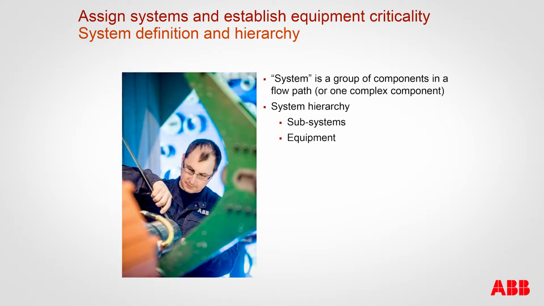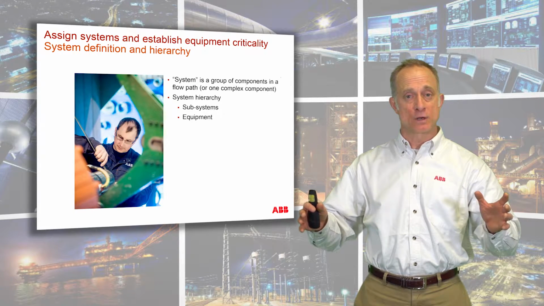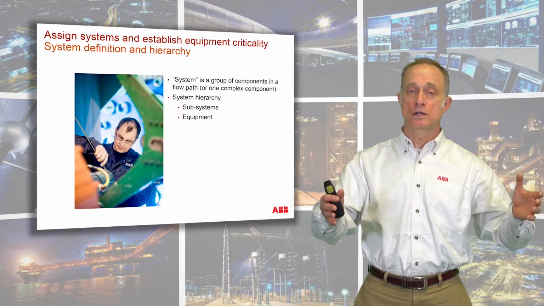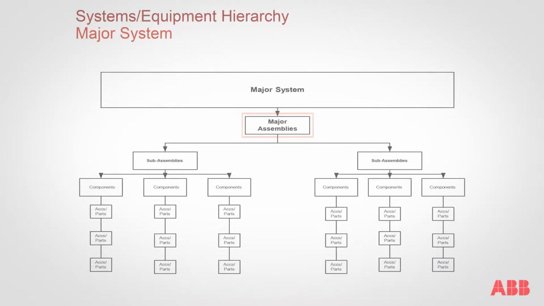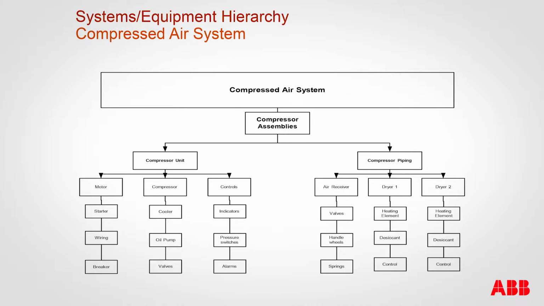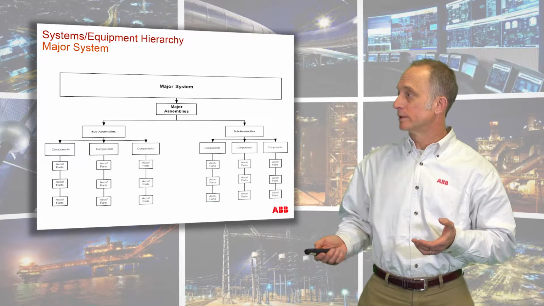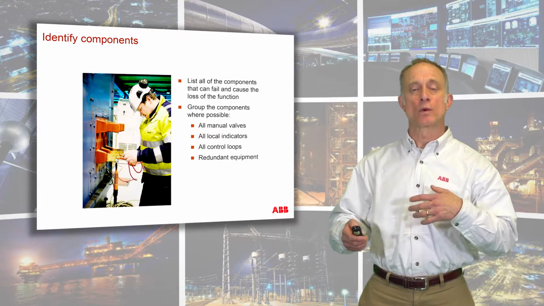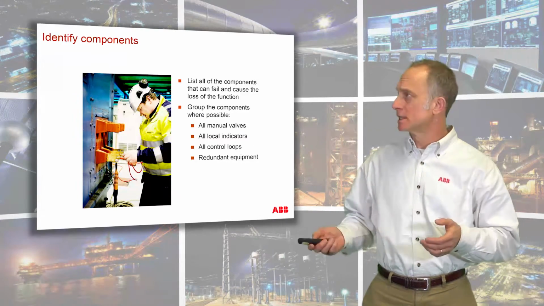And before we can assign criticality, we need to establish the systems. Systems is a group of components in an equipment category, a piece of equipment and all of its subcomponents, or it could just be one singular complex piece of equipment. Here's an example. We'd have a major system with major assemblies, major sub-assemblies, components, and we get down to a part level. For example, a compressed air system. We'd have compressor assemblies, compressor units. Each compressor unit would have a motor, a compressor, and controls, and then you get down to a parts level with a motor. So we want to identify all the major components of a system, group them together if we can, just do it in a sensible fashion.